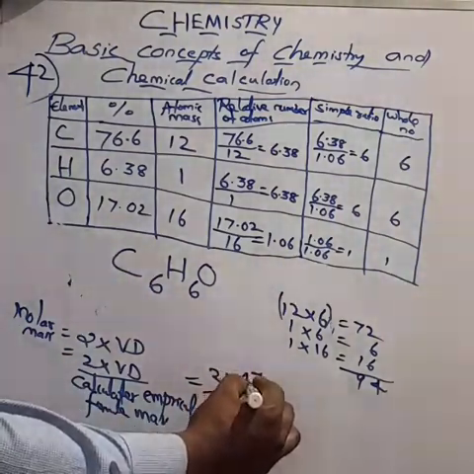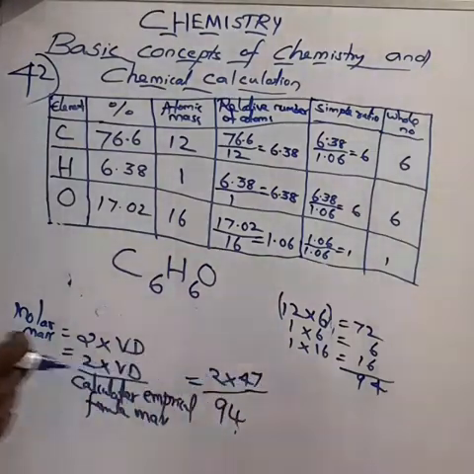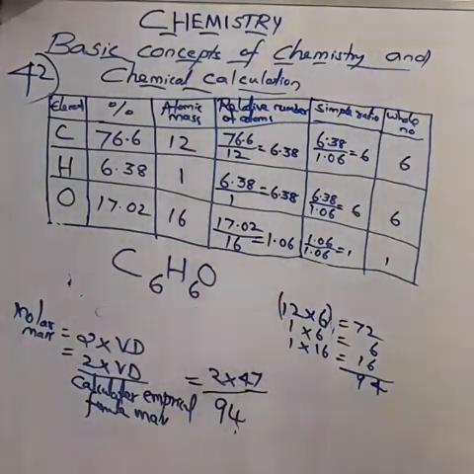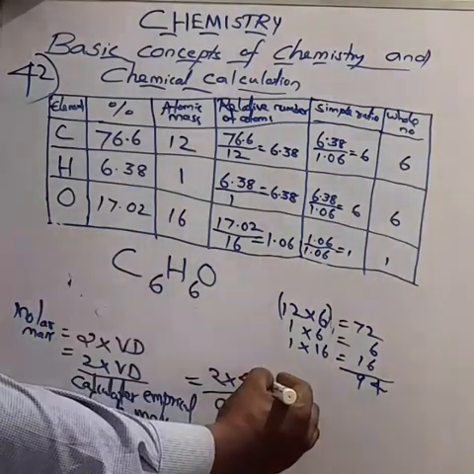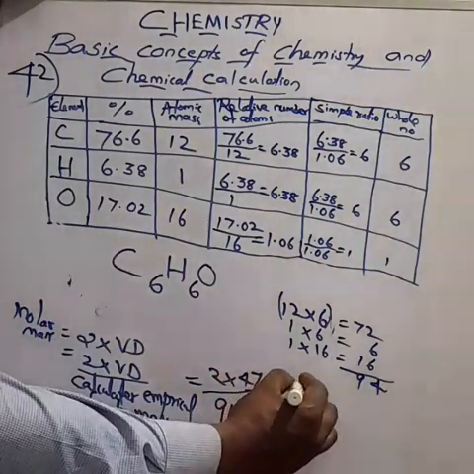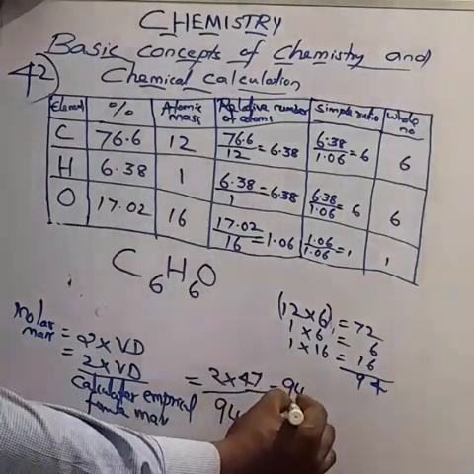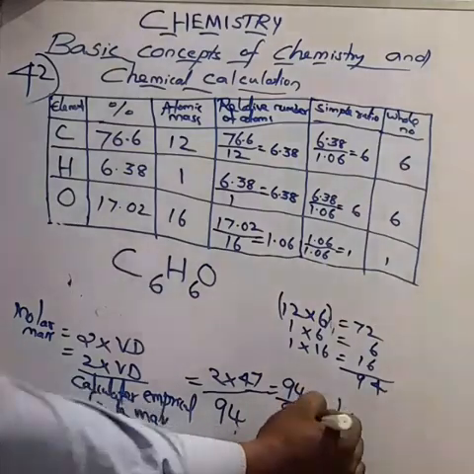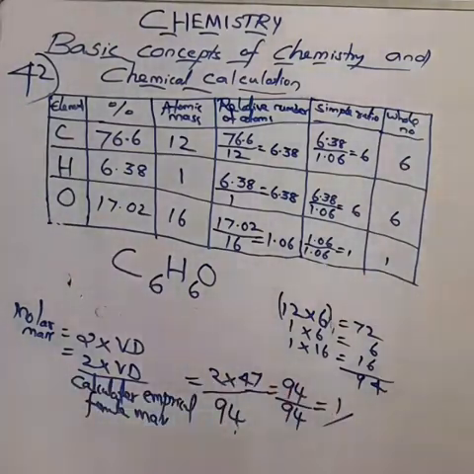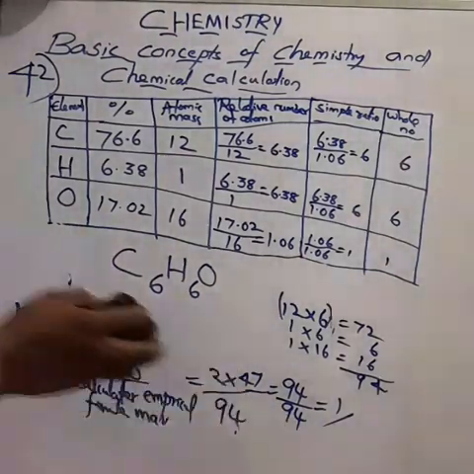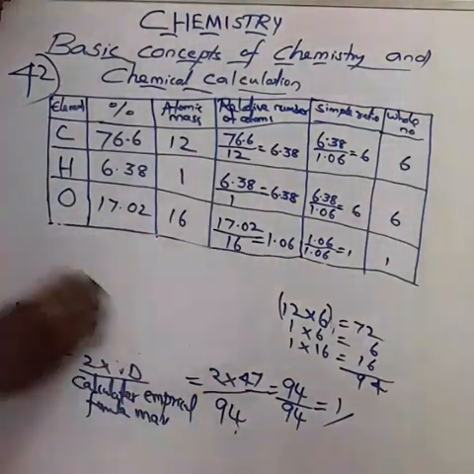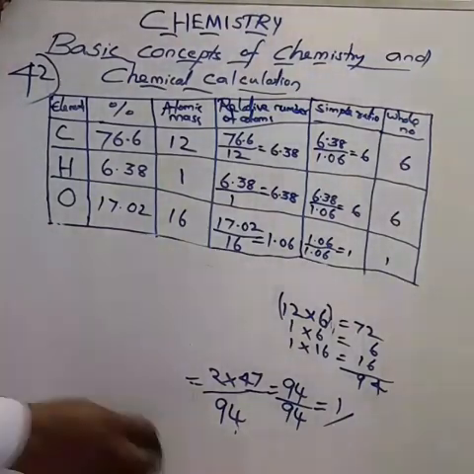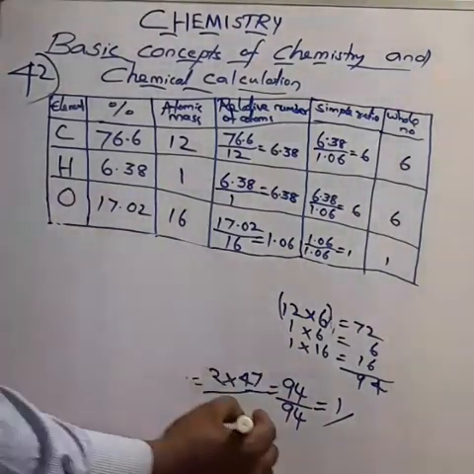So we can write that n is equal to 2 into 47 divided by 94. 2 into 47 is 94. Just multiplying, we get 94 divided by 94. 94 divided by 94 is equal to how much? 1. So we find out the n value, 94 divided by 94 is equal to 1. So n is equal to 1.